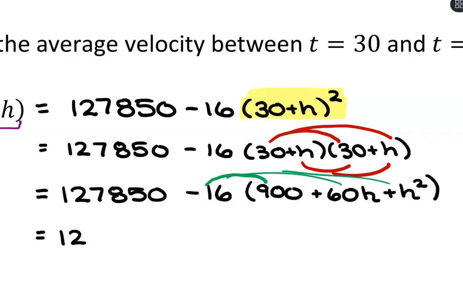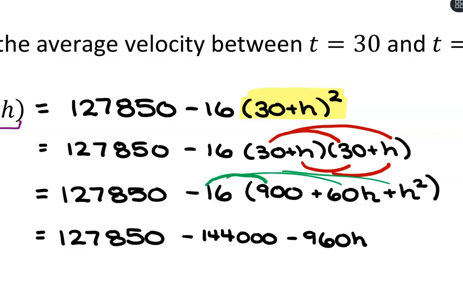So I'll have the 127,850 keeps hanging out front there, and then 16 times 900, I'll have negative 144,000. And then we'll have a minus 960h minus 16h squared.